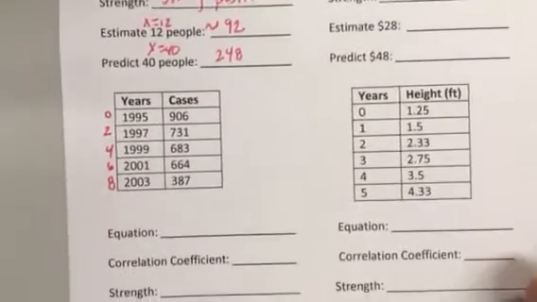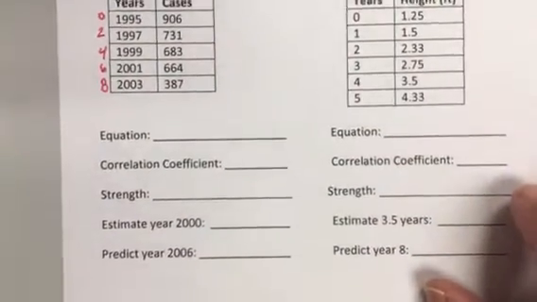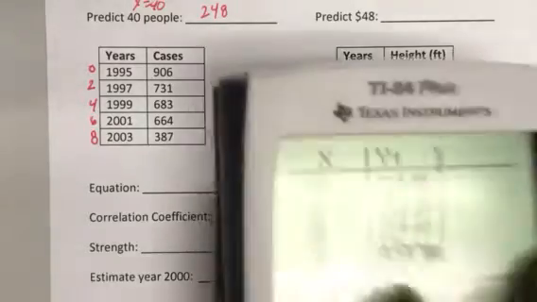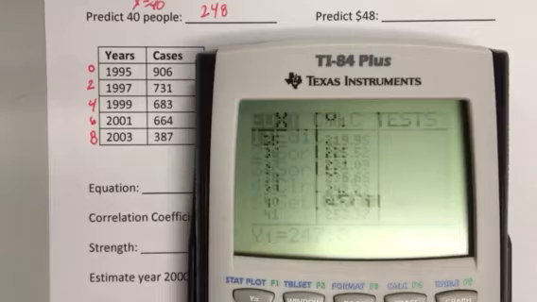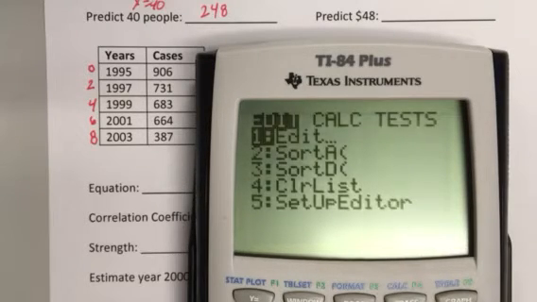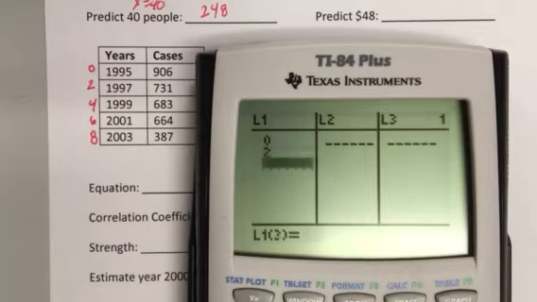Alright, so let's take a look at this next one. So I'm looking at a table with the years and cases. Now, when you put this in stat, you don't want to start with 1995 because it's going to give you this weird number. So instead of saying 1995, we call that year 0. So I'm going to put 0, 2, 4, 6, and 8.